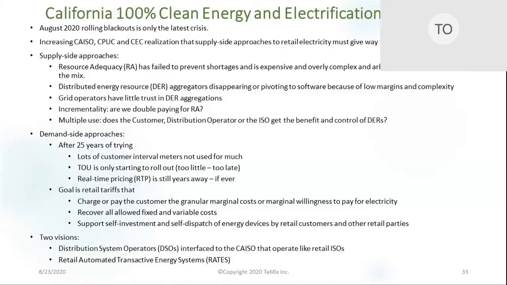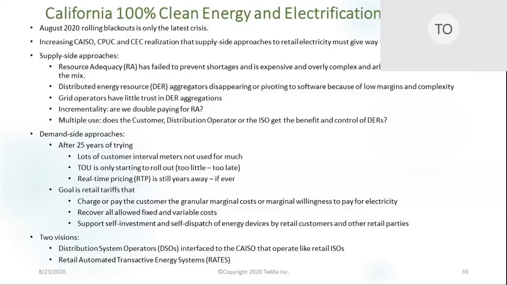So we're seeing the concept of capacity, or RA, in our area has really failed, evidenced by the rolling blackouts to prevent shortages. And in my opinion, it's an expensive and overly complex way to do it, especially now that we have solar, storage and EVs in the market. What's the capacity contribution of a solar device or even a storage device, depending on its duration? And EVs, you never know when they're going to come on.